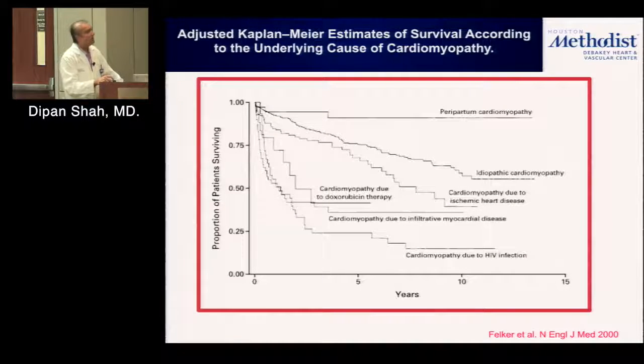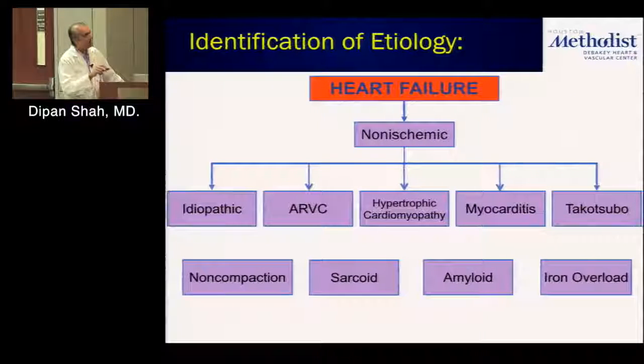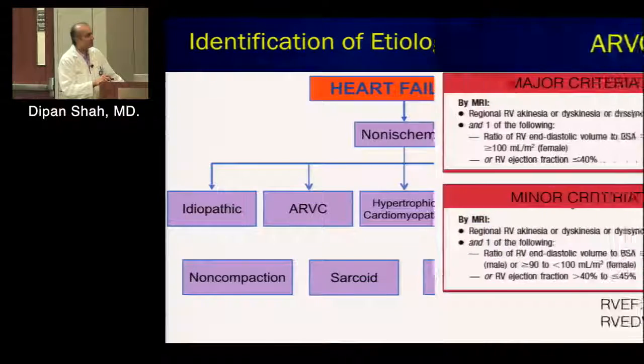Okay, and then Dr. Q also touched on this, which is even amongst a non-ischemic, the underlying etiology has very important prognostic implications. So what I'm going to try to do is actually walk you through a variety of different non-ischemic cardiomyopathies and show you how CMR can be useful both from the standpoint of diagnosis, but also from the standpoint of prognosis.